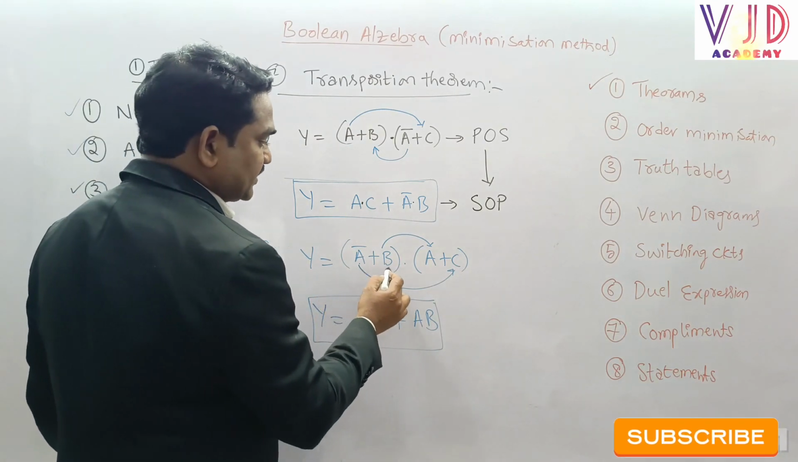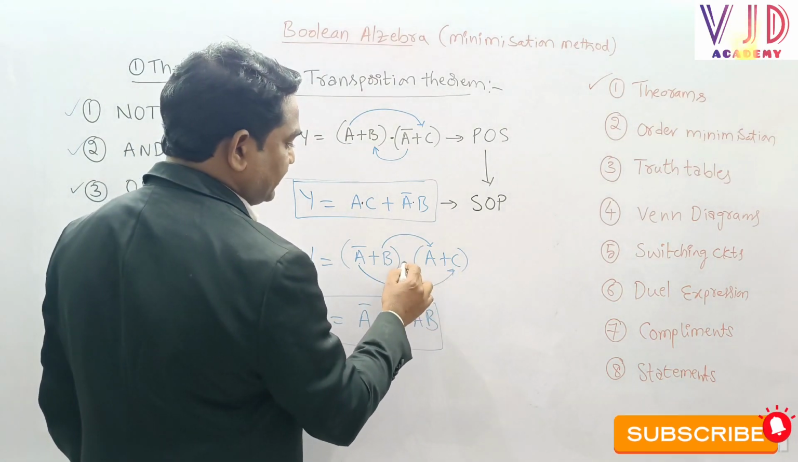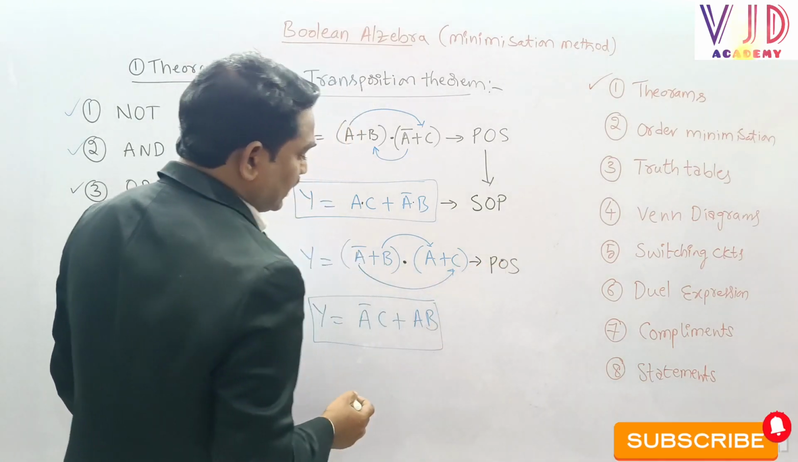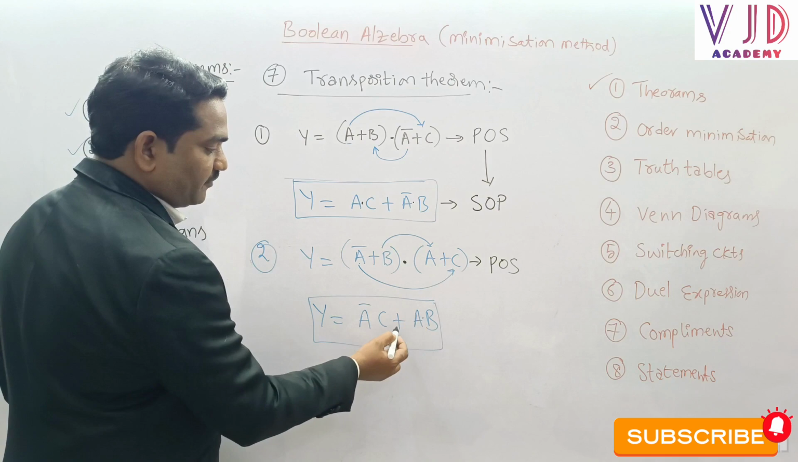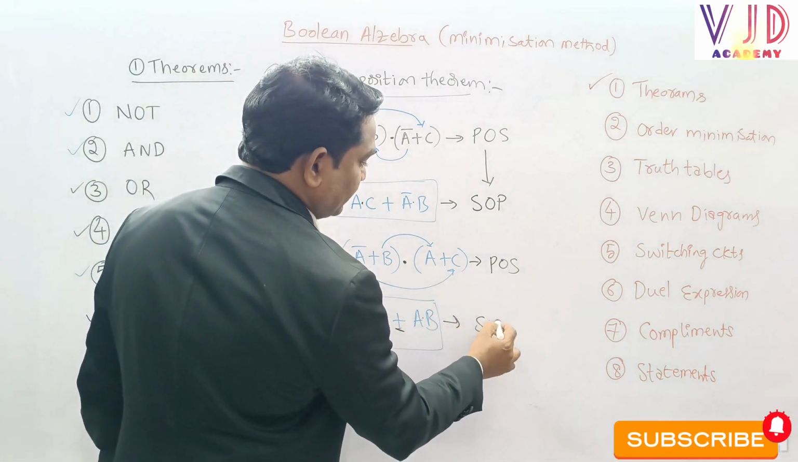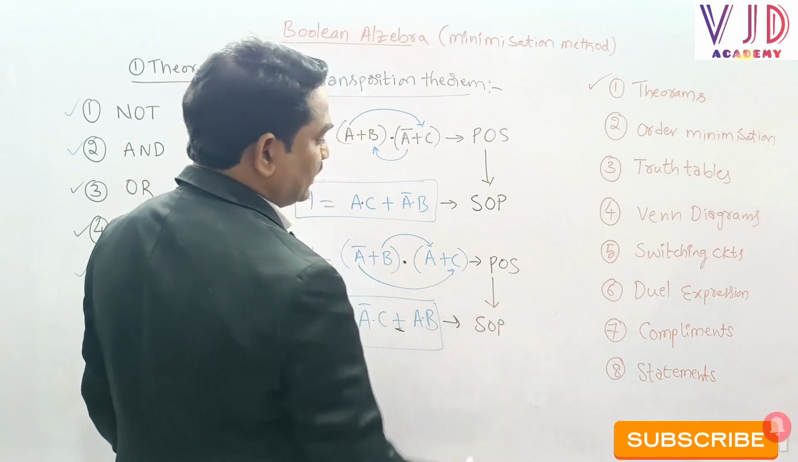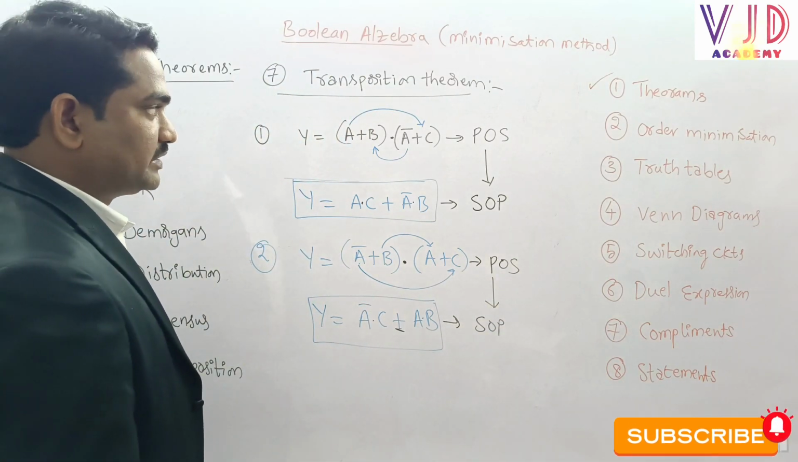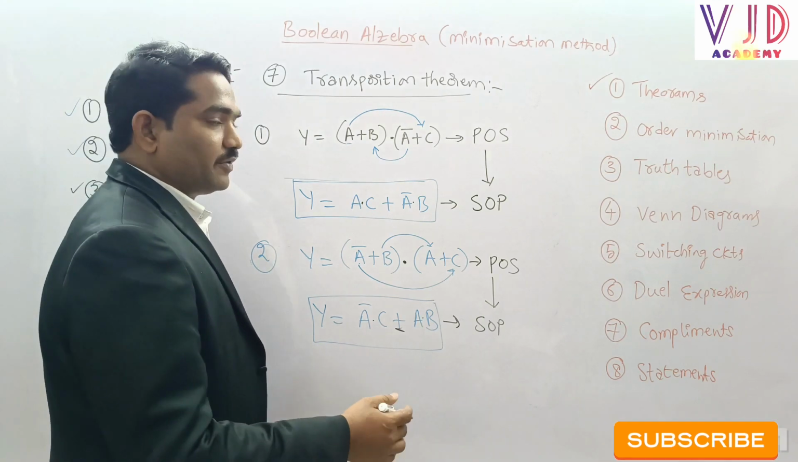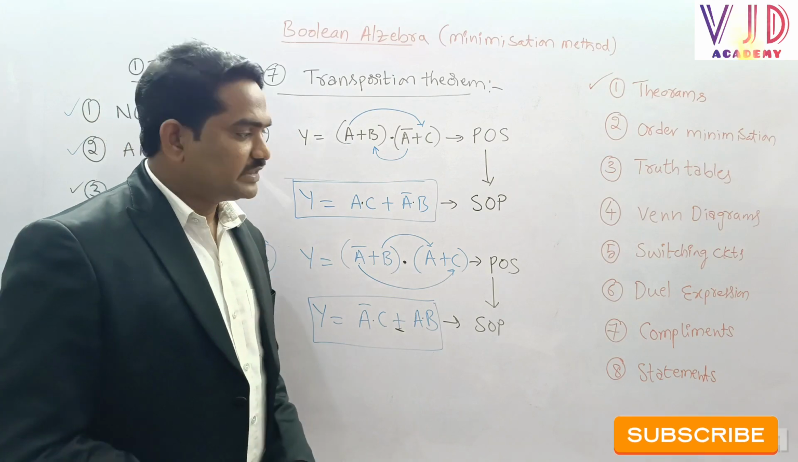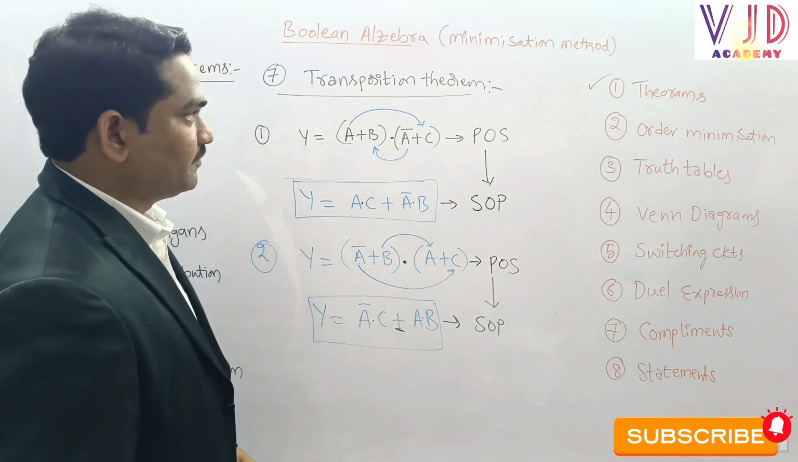Here also A plus B into A plus C is a product of sum. The given one is a product of sum and then the output is a sum of two products. We can say this is SOP, which means when we apply the transposition theorem to any given logical expression, the output will convert from SOP to POS and from POS to SOP. These are the 7 types of theorems, sir, we have seen.